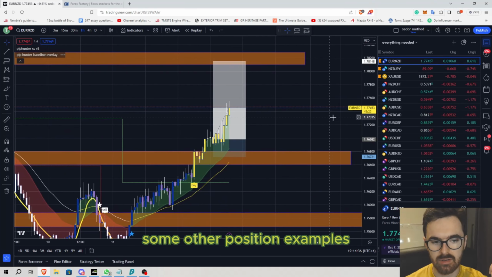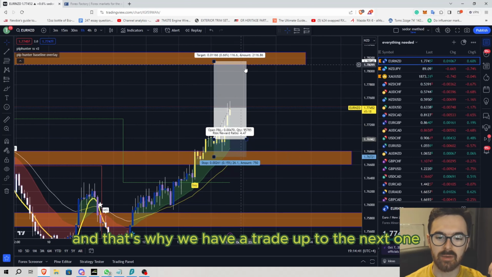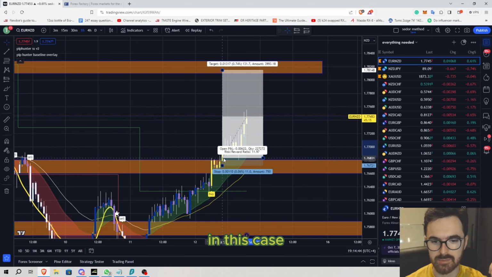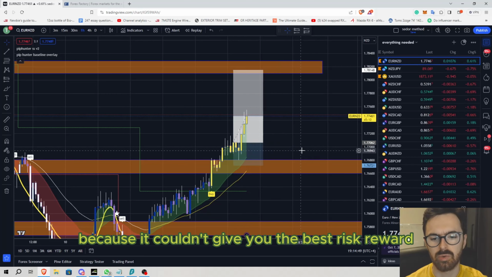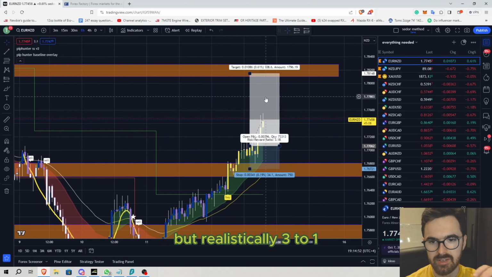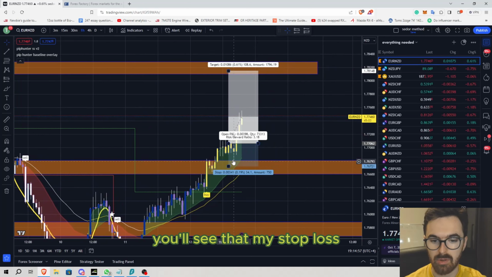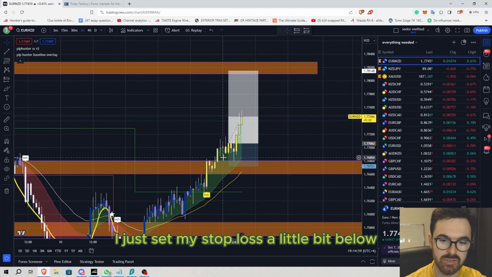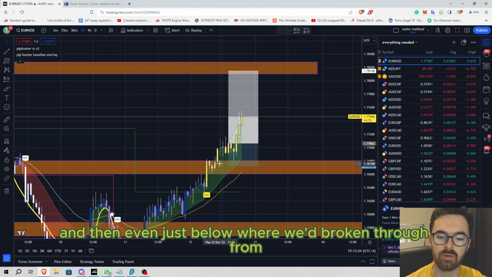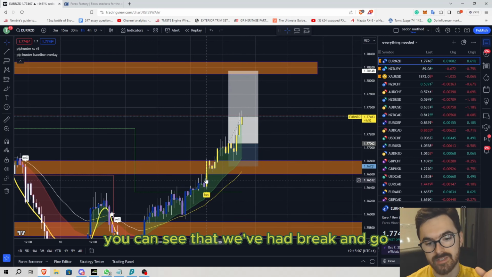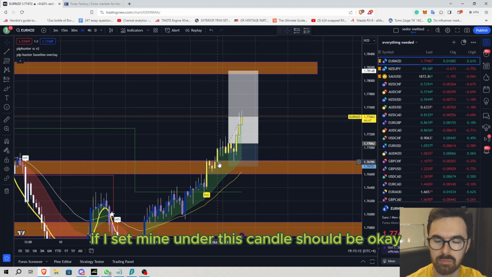Some other position examples, you can see that we broke, we retested, and that's why we have a trade up to the next one. In this case, your entry should really be as far down as you can because it's going to give you the best risk reward. I think I entered somewhere there. But realistically, 3 to 1 is still okay. In this case, you'll see that my stop loss, because of how late we'd entered, I just set a little bit below, and even just below where we'd broken through from, because I considered that to be important. You can see that we've had break and go. If I set mine under this candle, it should be okay.